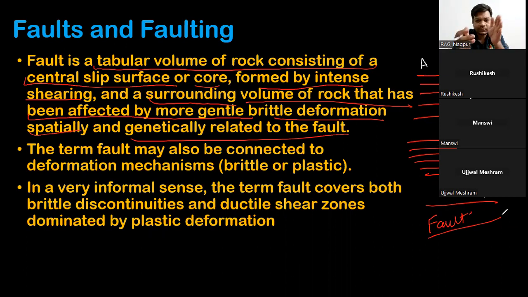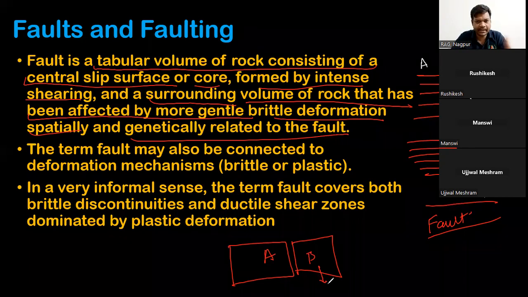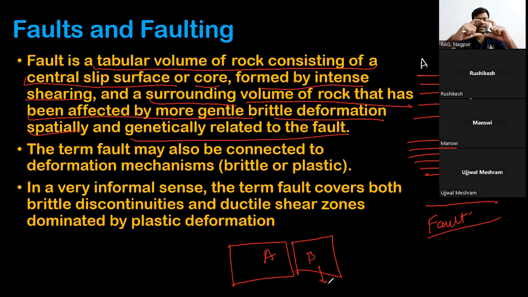That means when one block is stable or one block is moving, the other block should move more or less. Suppose I am drawing two blocks here, this is one block and this is another block, A and B. If B is moving, B should move relative to A. That means A should be the reference point, and with respect to A, how much B has been displaced, whether in the downward direction or in the upward direction. So this basically forms the fault.